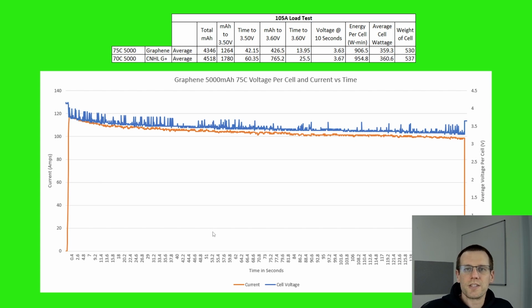And to conclude this video, the graphene battery that we've tested here today simply does not perform up to the expectation that I had for it. I was certainly expecting something more than what we've actually been able to test here today. Now, if you had a choice to make between the CNHL battery and the graphene 75C, based on this test data, you would certainly choose the battery that performed better, which is going to be the CNHL G+ Power.